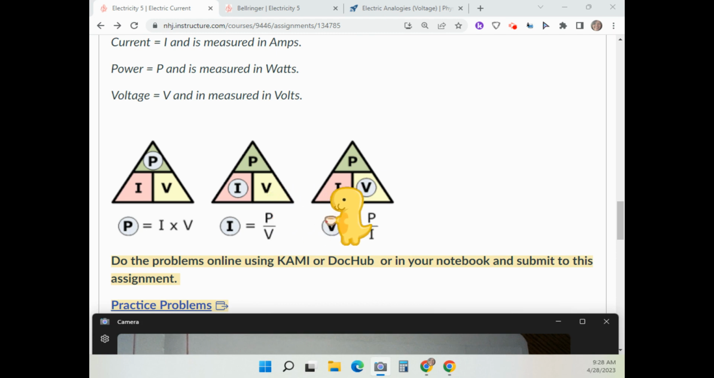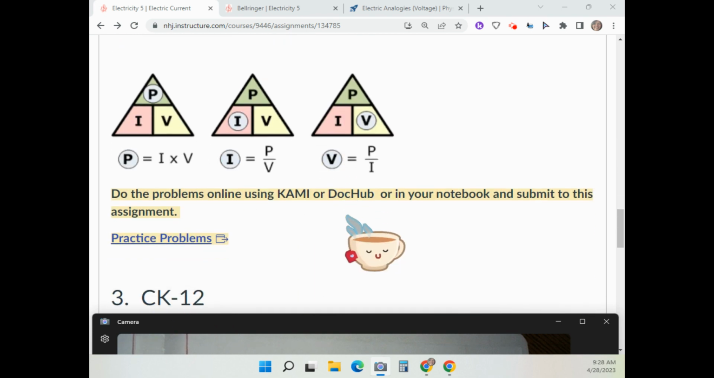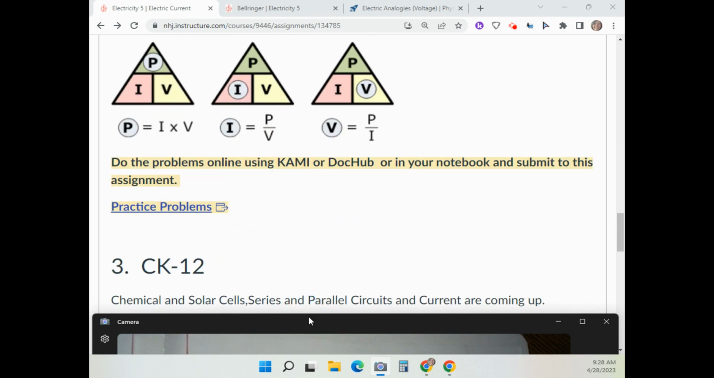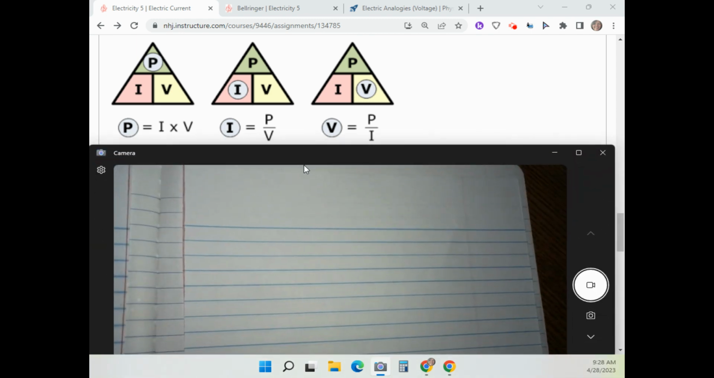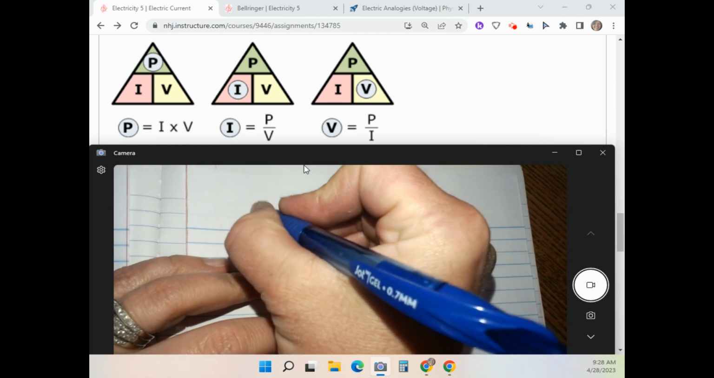So if we look at the formula, it says we're going to calculate current. But the formula that most people think about is that power equals current times volts. So that's what we'll start writing in our notebook. And of course, we'll have our cheater triangle to help us navigate that. But we're going to go ahead and start our notes with calculate current.